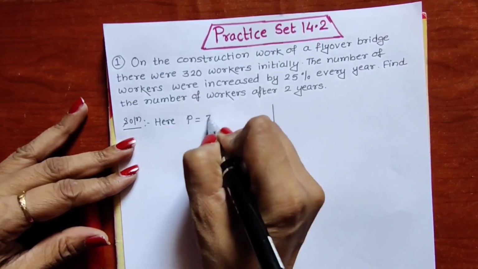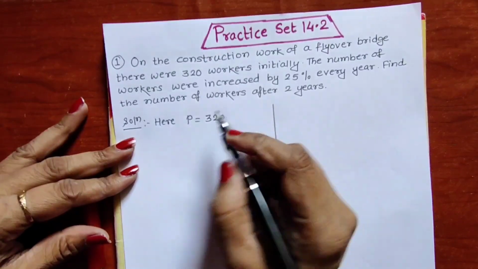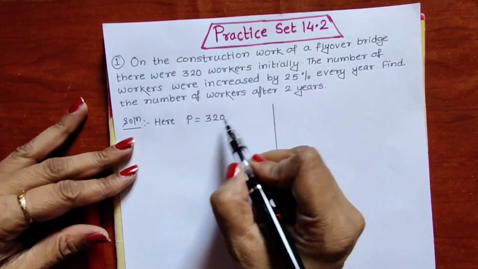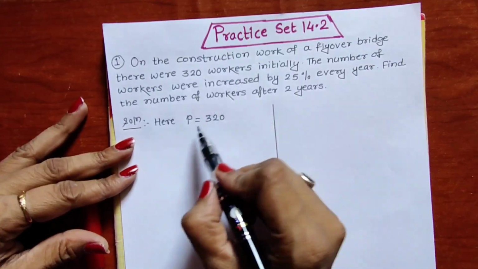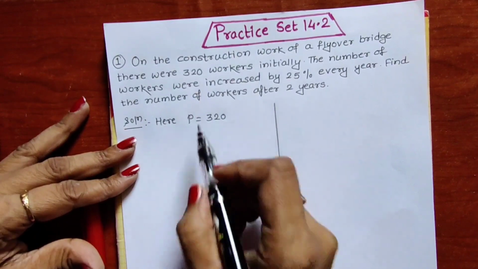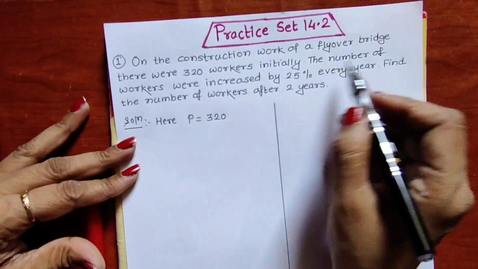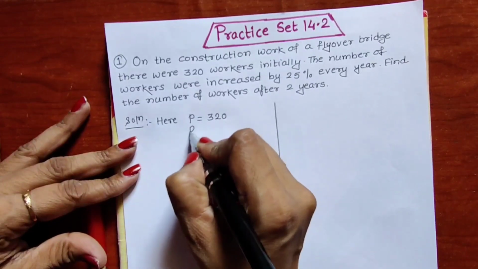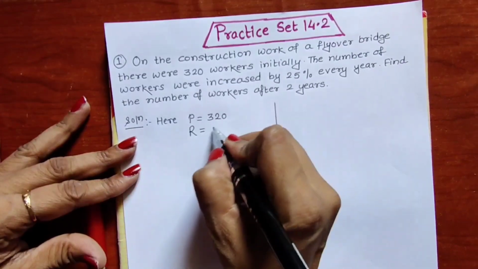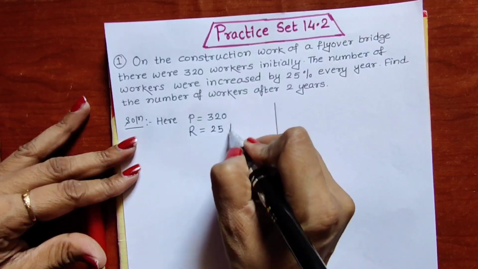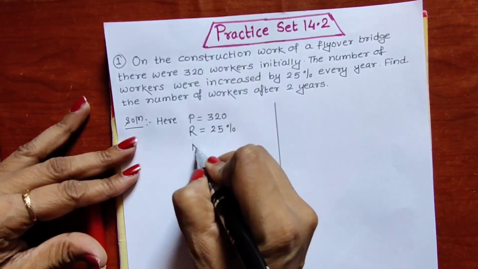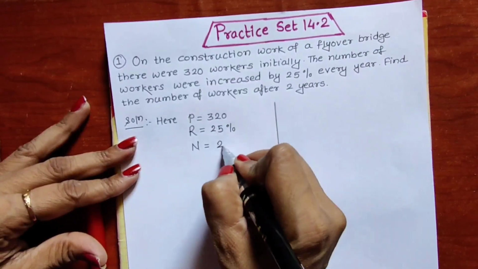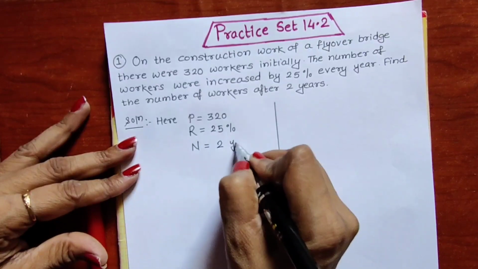P is equal to 320. Now we should not write any unit here, rupees, because these are the number of workers, so we should not write rupees here. P value is 320. Then they are increased by 25% every year. That means rate of increase is 25% every year, and number of years, that means duration, N is equal to 2 years. So that we can write in years.